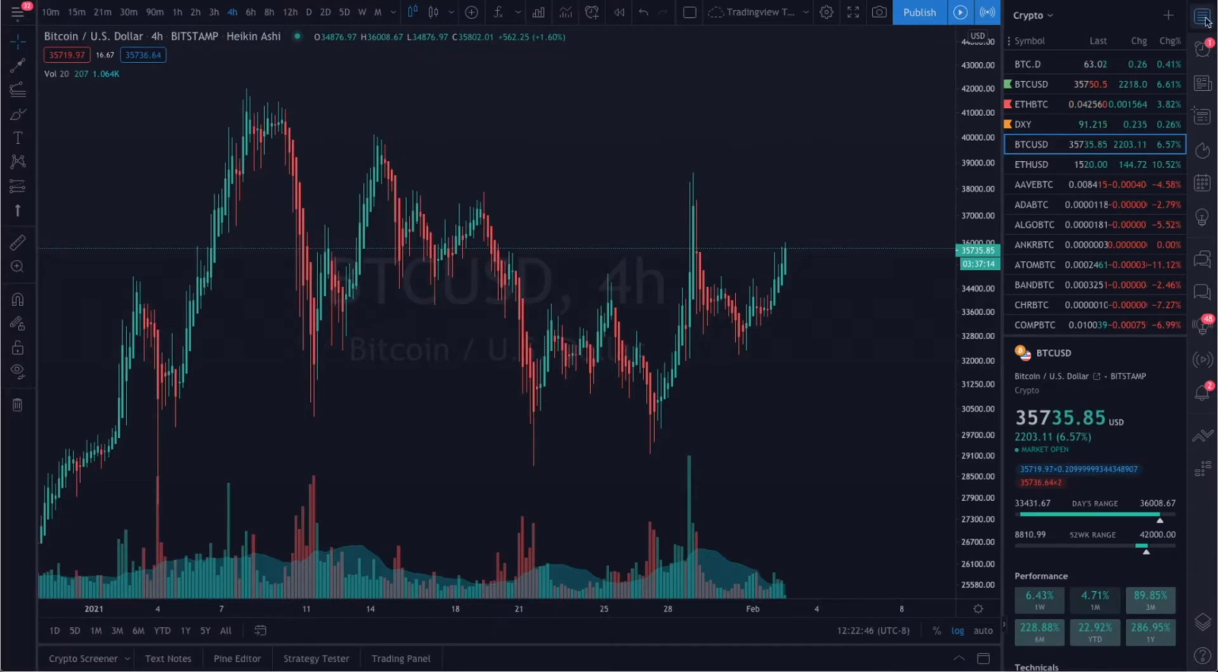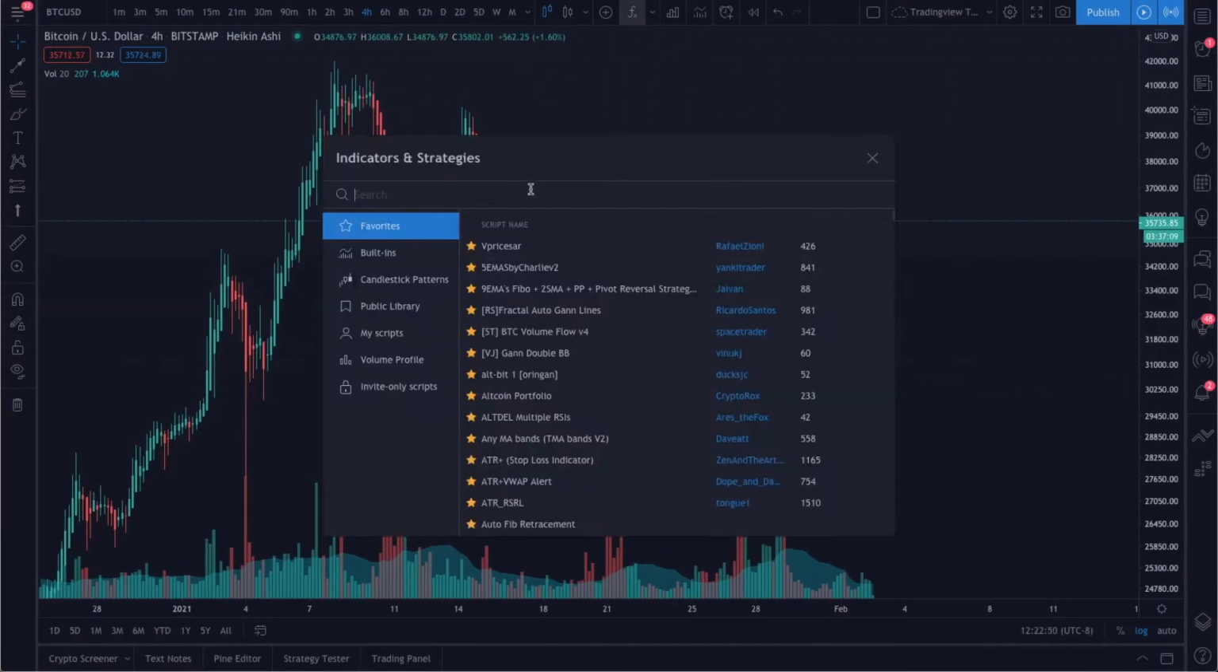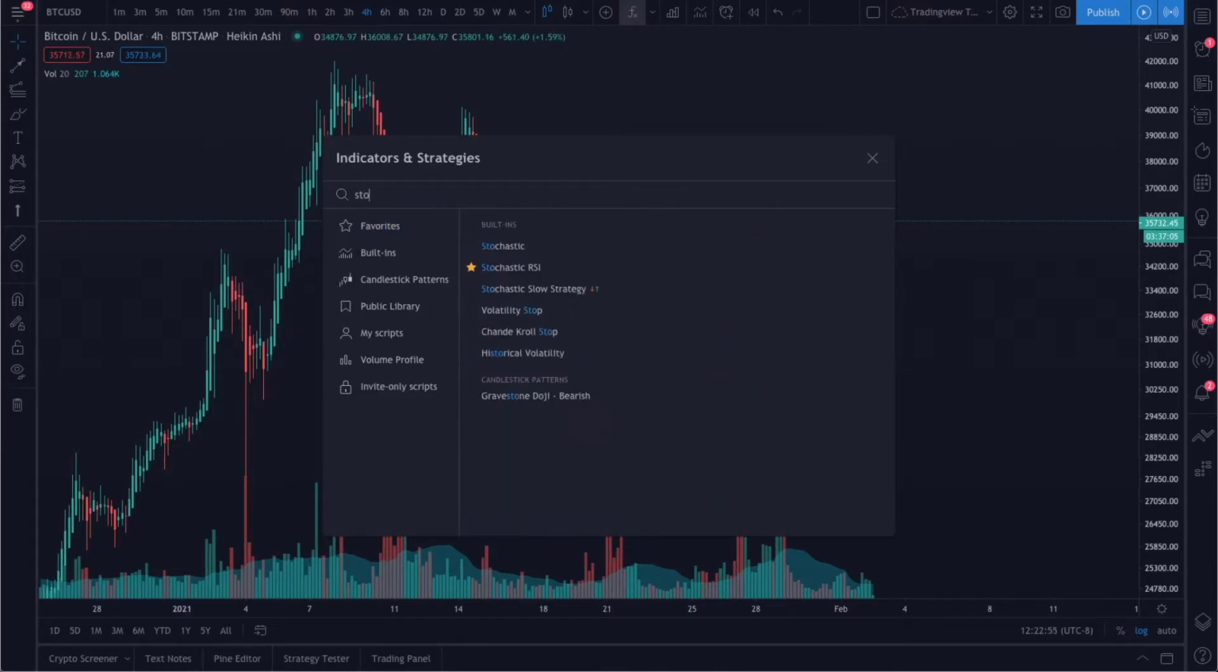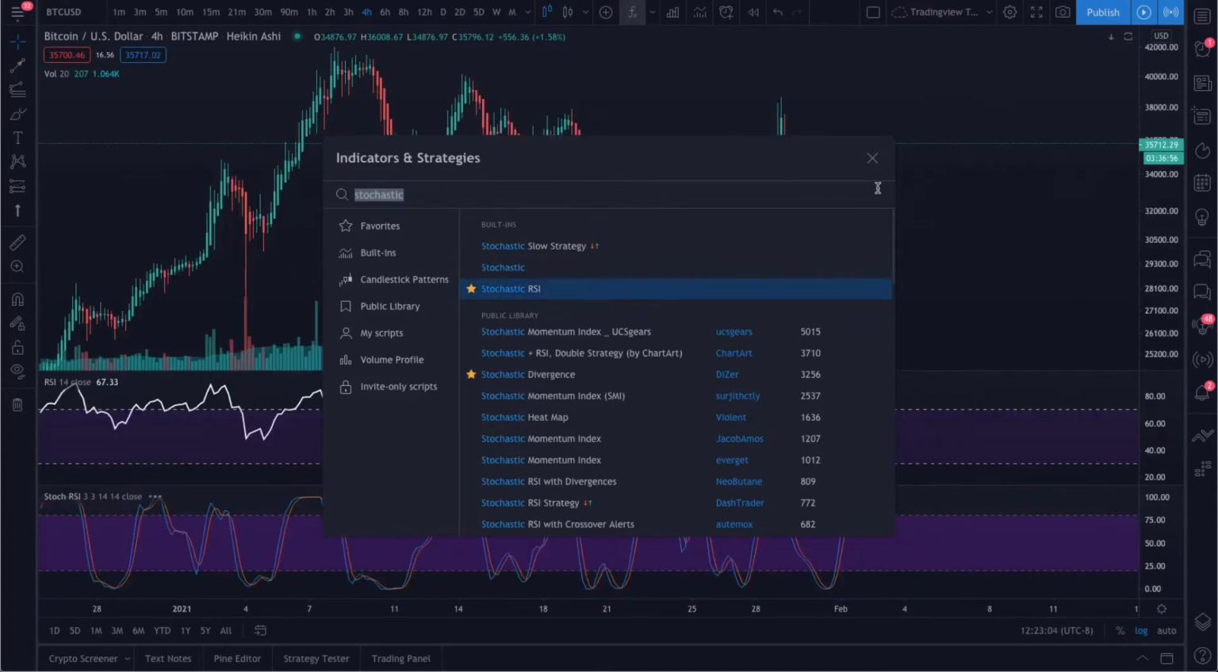All right, so let's go into the chart. And first thing you're going to want to do is pull up your stochastic RSI. So you'll go again to the little F of X button and type in stochastic. And the first thing that should pop up, or the third one down, would be the stochastic RSI. Go ahead and highlight that, put that in your favorites, and add that to your chart.